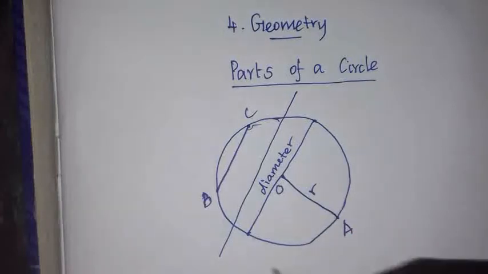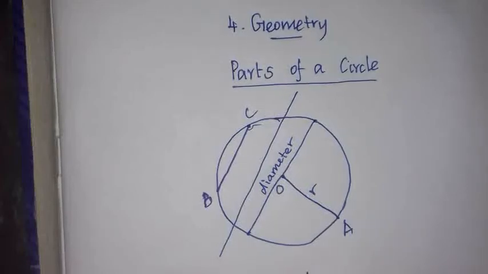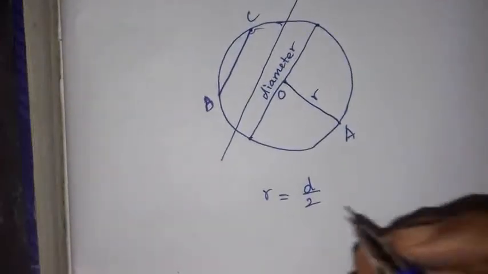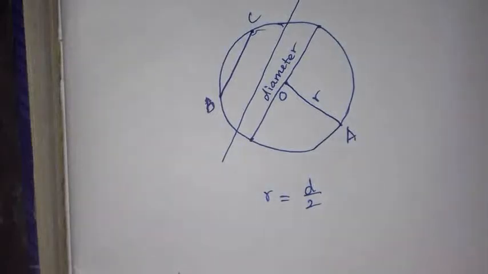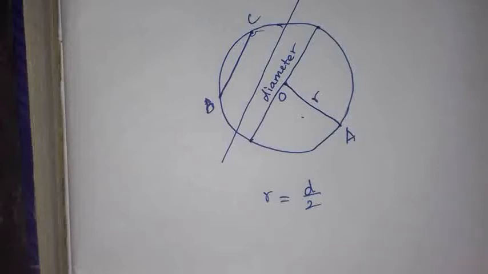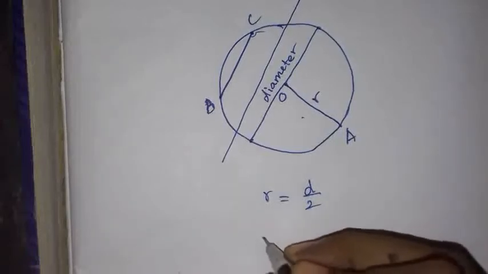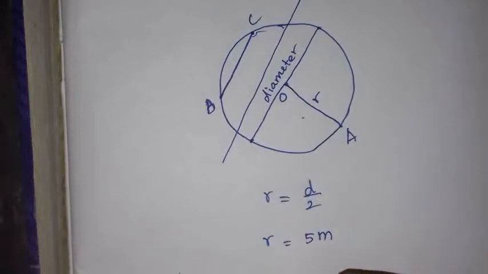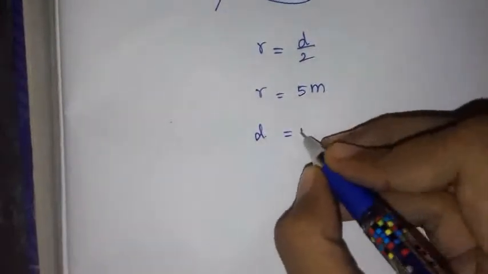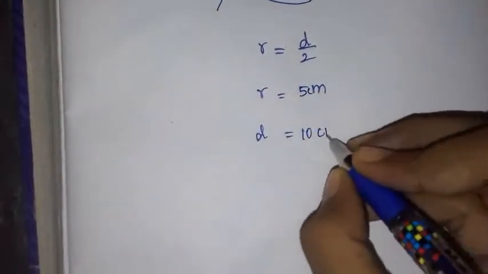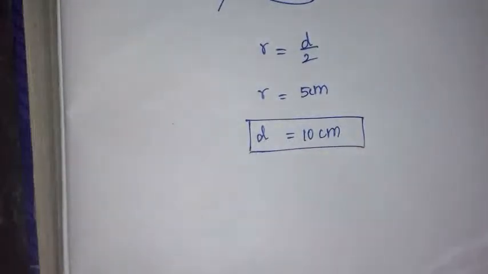Okay. We know that radius is equal to diameter divided by 2. Okay, if the radius is 5 cm, then what will be the diameter? 5 into 2. If the radius is 5 cm, then what will be its diameter? Diameter will be 10 cm. These are all things you have studied in your lower classes.